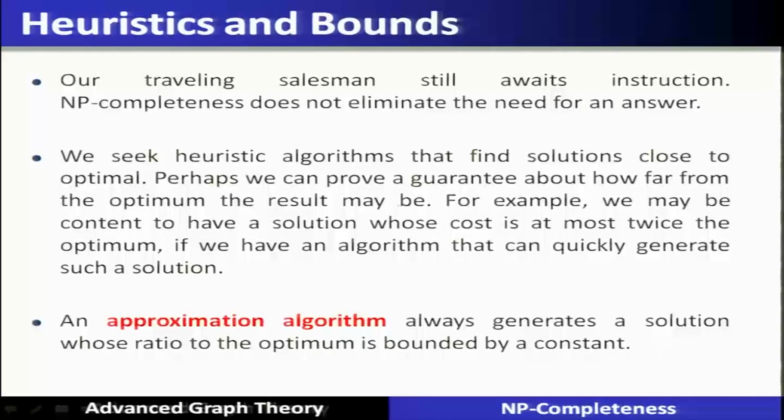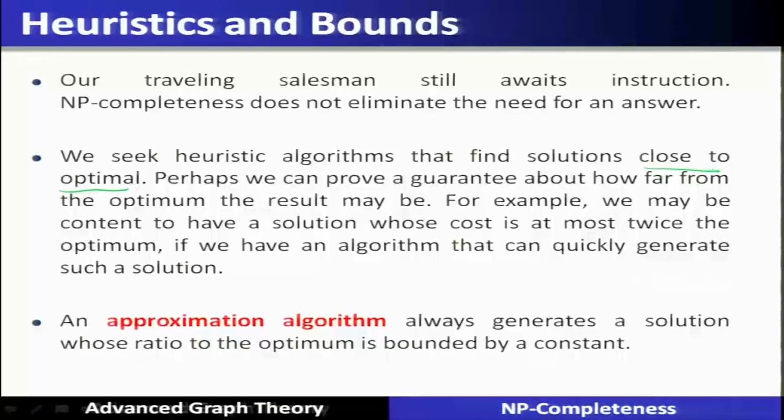Therefore, different heuristics and bounds are given to solve the traveling salesman problem. So, our traveling salesman still awaits the answer, that is, NP-completeness does not eliminate the need for an answer, because it is a practical application and many applications are based on the solution of this particular problem. So, we seek a heuristic algorithm that finds a solution close to the optimal. Why? Because finding an optimal may take too much time.